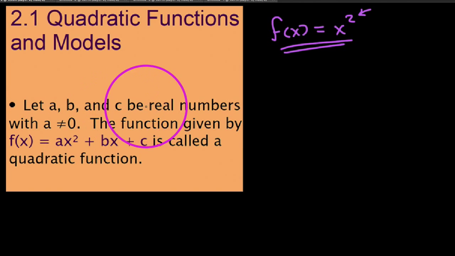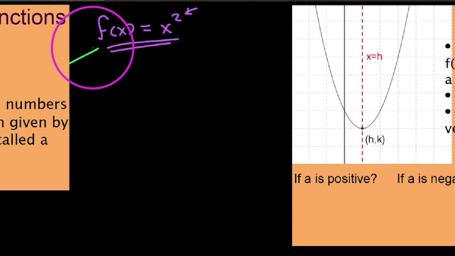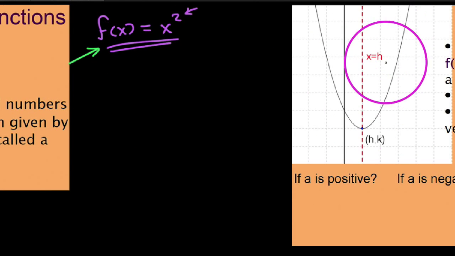We say let a, b, and c be some real numbers, and we're not going to allow a to be 0, but we say the function given by f of x equals ax squared plus bx plus c is called a quadratic function. And again, what gives it away that it's a quadratic function is that this is a polynomial, and the highest degree on any term is a second degree thing. So basically, it fits in the same family as these, and we get these parabolic graphs like the ones you see over here on the right.